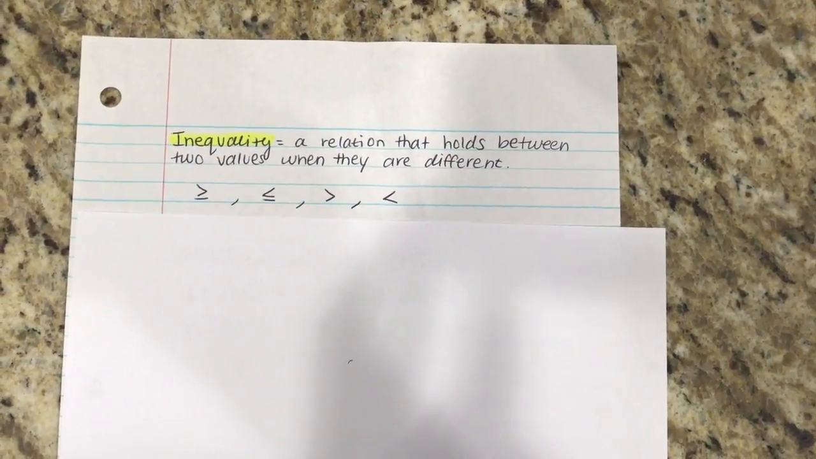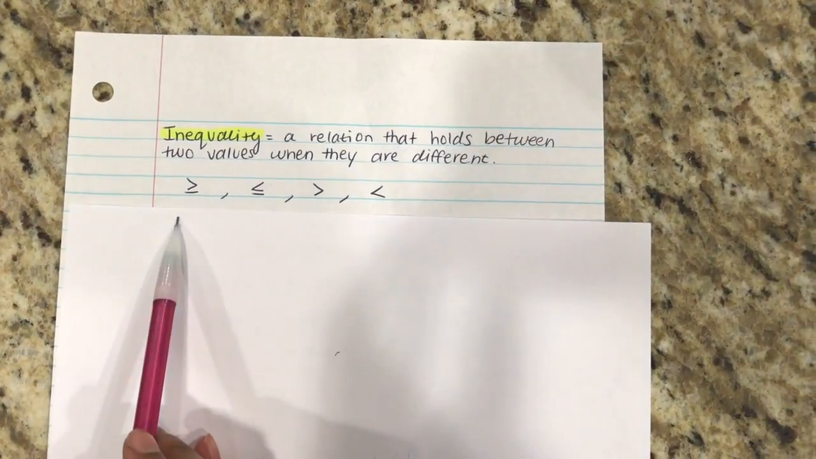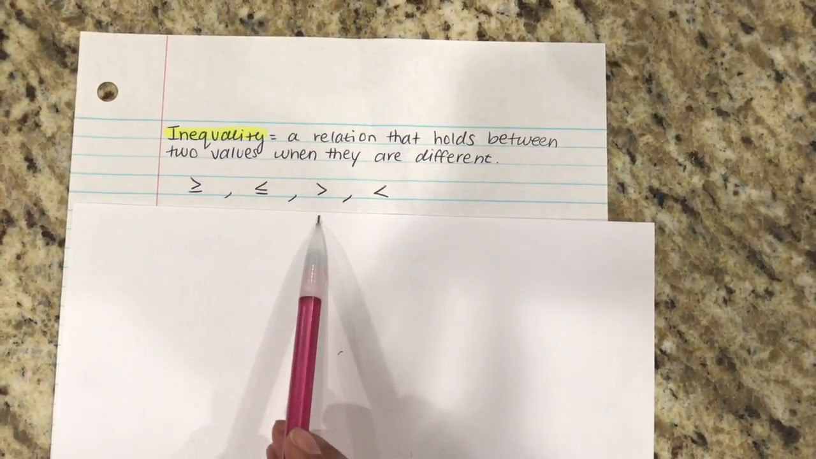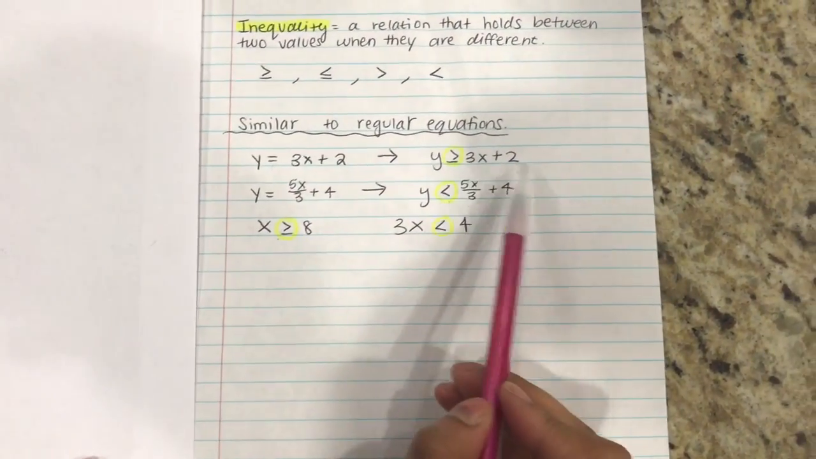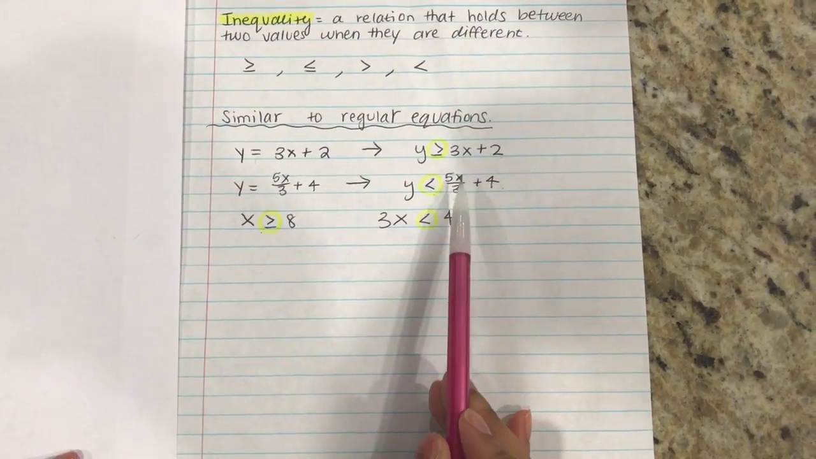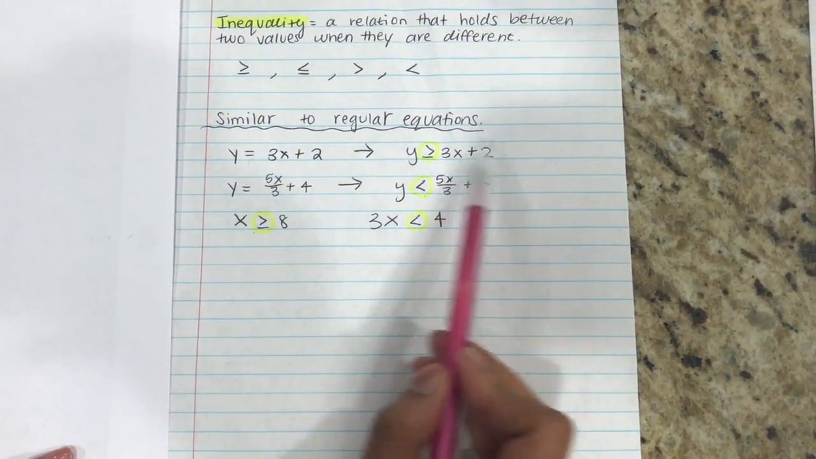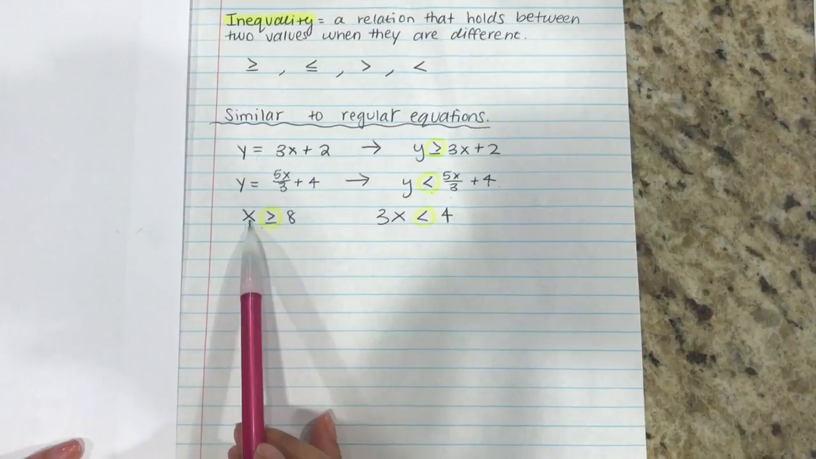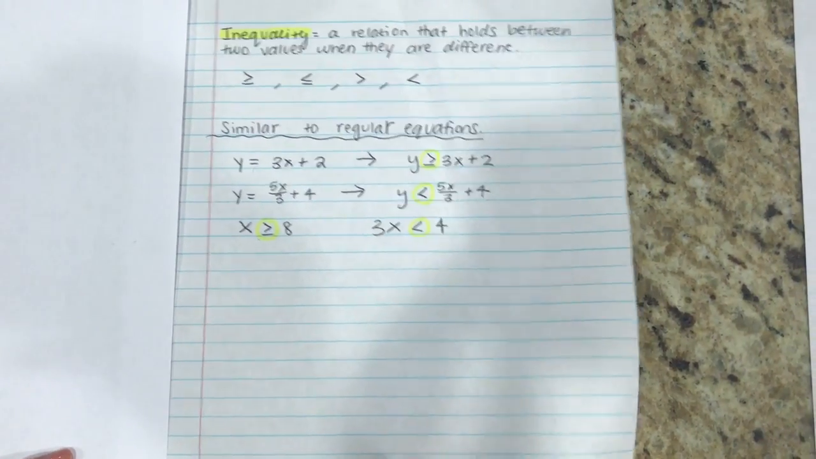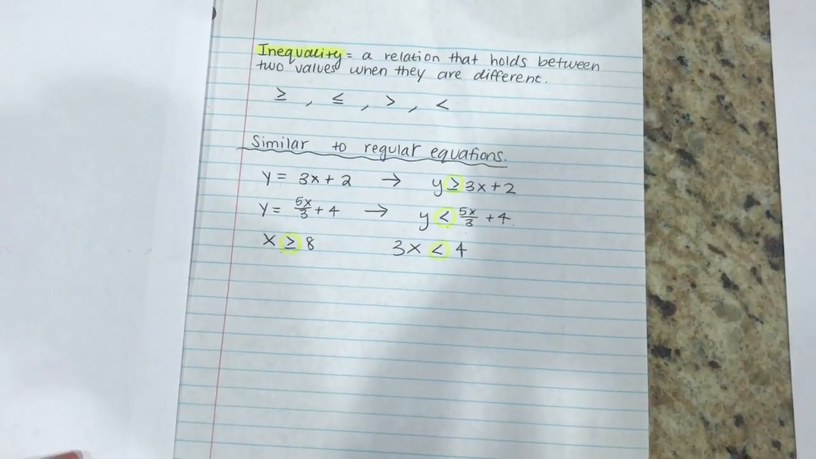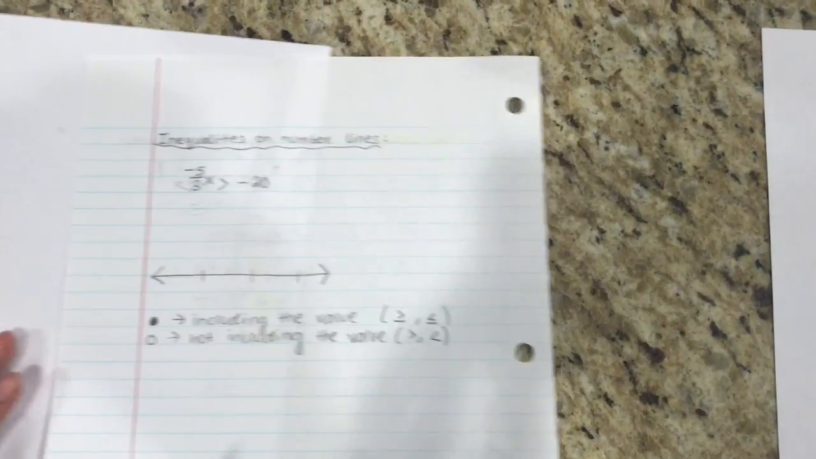And they're usually denoted by symbols such as greater than or equal to, less than or equal to, greater than, and less than. So some examples of them are y is greater than or equal to 3x plus 2, y is less than 5x over 3 plus 4, which both of these would be on a plane. x is greater than or equal to 8, 3x is less than 4, and these two would be on a number line. So first, let's look at how to graph equations on a number line.